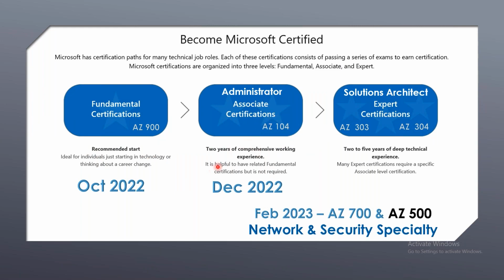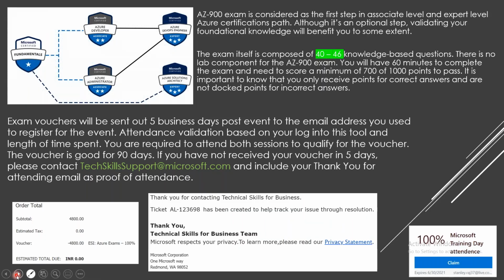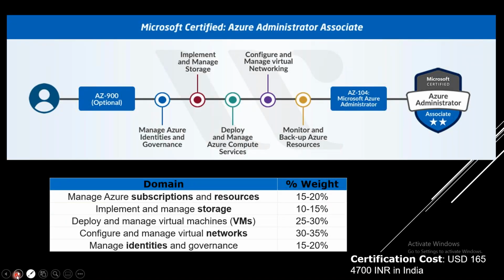By the end of this year, target completing the administrator level exam also. The architect level exams will take some time, so don't get into that level for now. Focus on AZ-900 step by step, and then I will go on to complete the AZ-104 exam. AZ-104 will be focused on compute, network, identities, storage, and Azure subscription and resources. These are the areas where you will be tested.